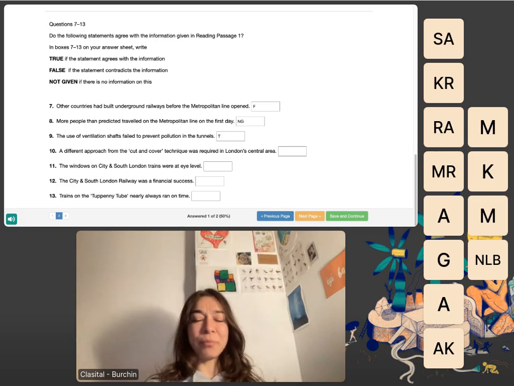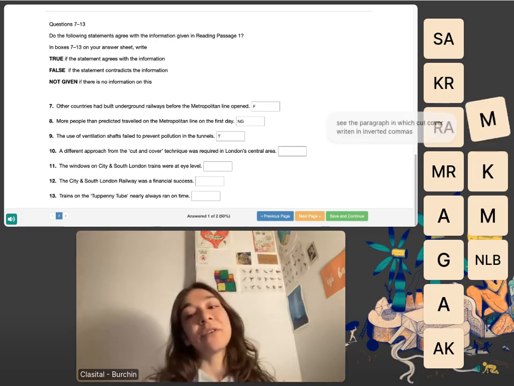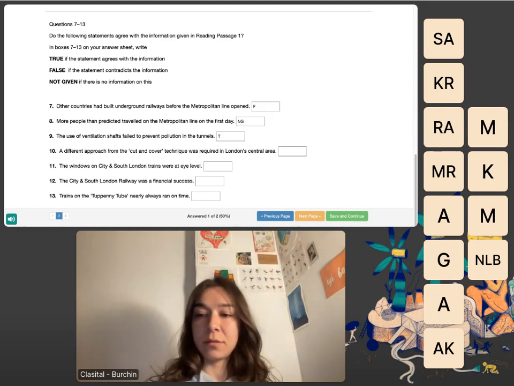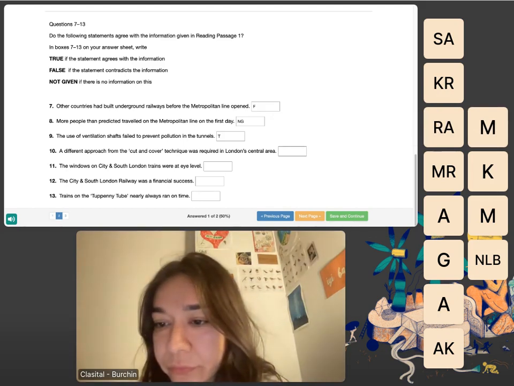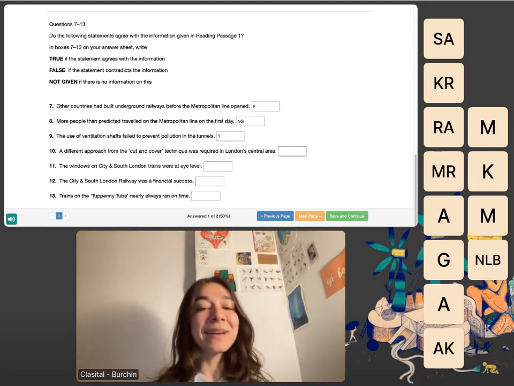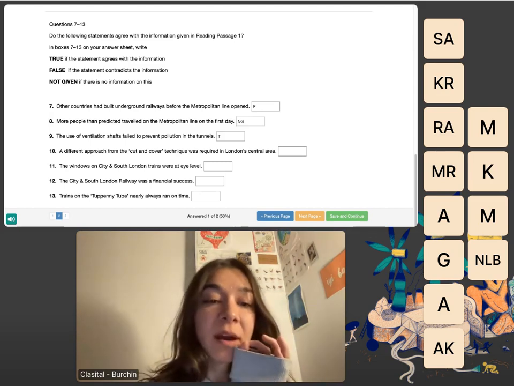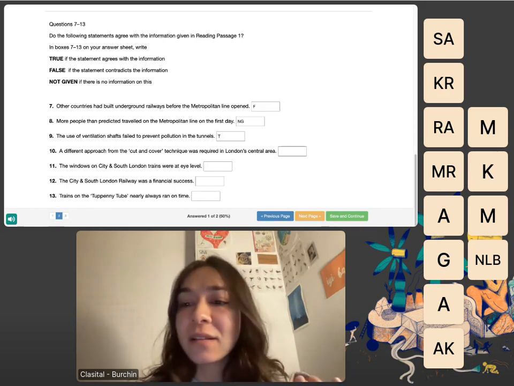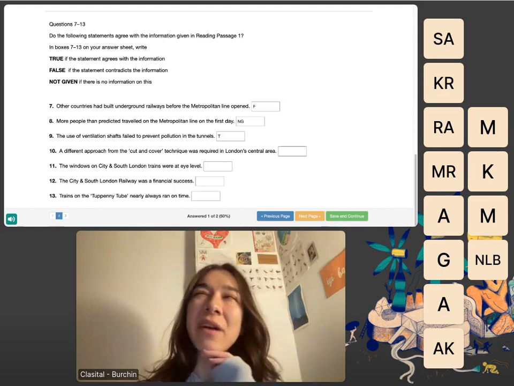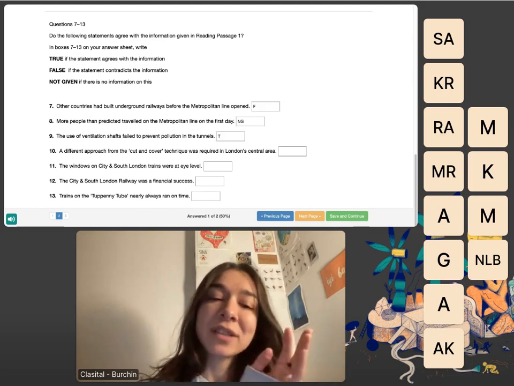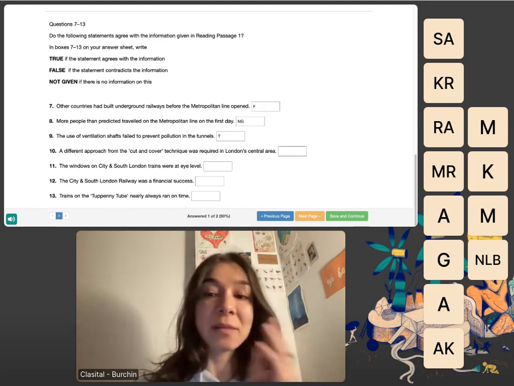Trains on the Tuppenny Tube. Keyword, this is a very open keyword. Tuppenny Tube nearly always run on time. Okay, here I have how many times question 2. It says nearly almost. Nearly always. This is a very unusual expression. Nearly always. I would say almost all the time, for example.